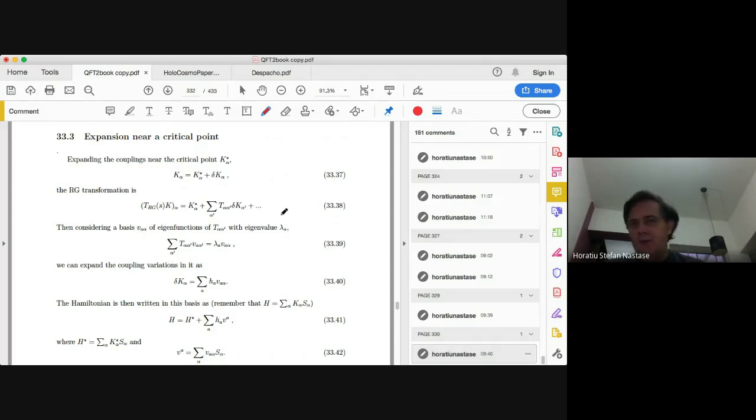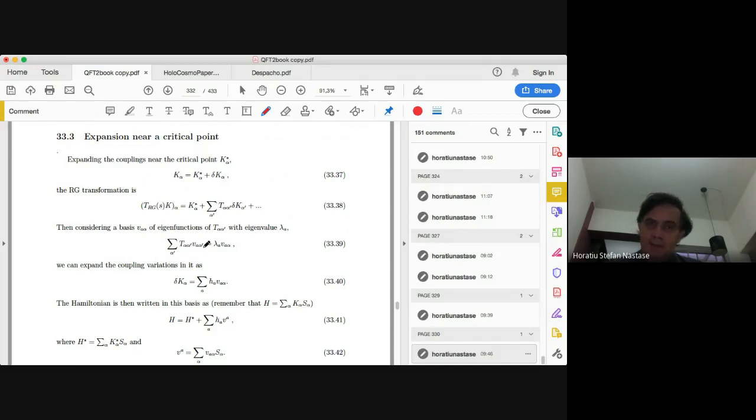And there are, of course, higher order terms, because when I act with T on k_alpha, I don't get just something proportional to delta k_alpha, I get also higher order terms, proportional to delta k_alpha prime squared, and so on. But to linear order, this is what happens, linear order in delta k_alpha.